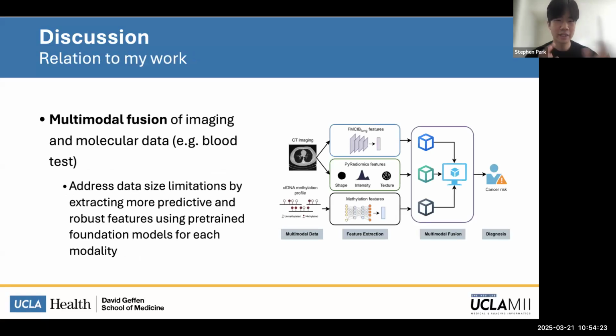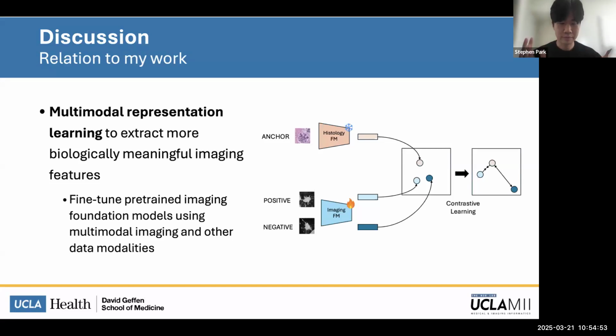In terms of some connection to my work, a lot of my work focuses on multimodal fusion of imaging and molecular data, for example, blood tests. And the figure on the right is showing integration of CT and methylation profiles. So one thing that can be benefited from foundation models is that we can address the data size limitations by extracting more predictive and robust features using these pre-trained foundation models for each of the different modalities. And then the second is multimodal representation learning to extract more biologically meaningful imaging features. And the idea is to fine-tune these pre-trained imaging foundation models using multimodal imaging and other data modalities to guide the model to learn more biologically meaningful and more enriched features that can be learned from other modalities.